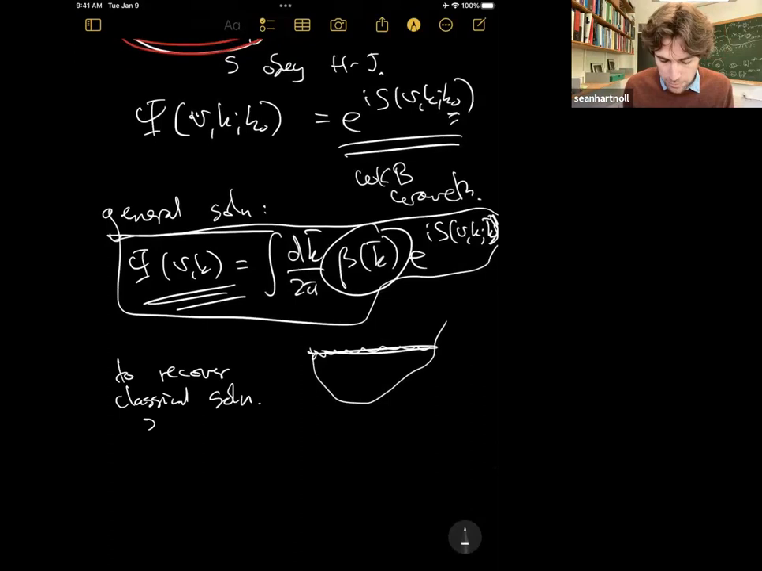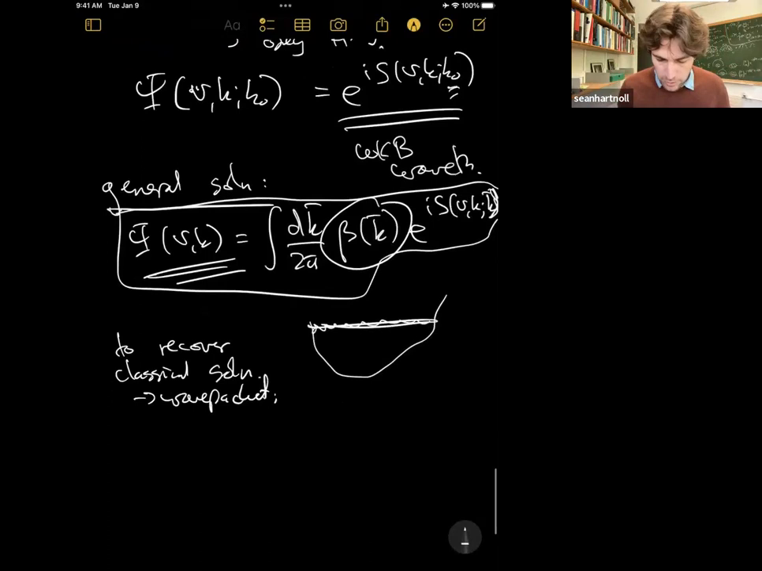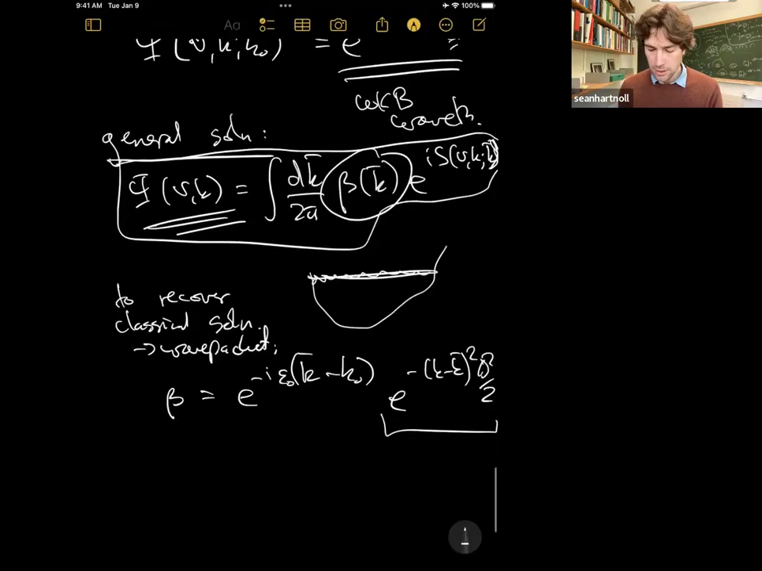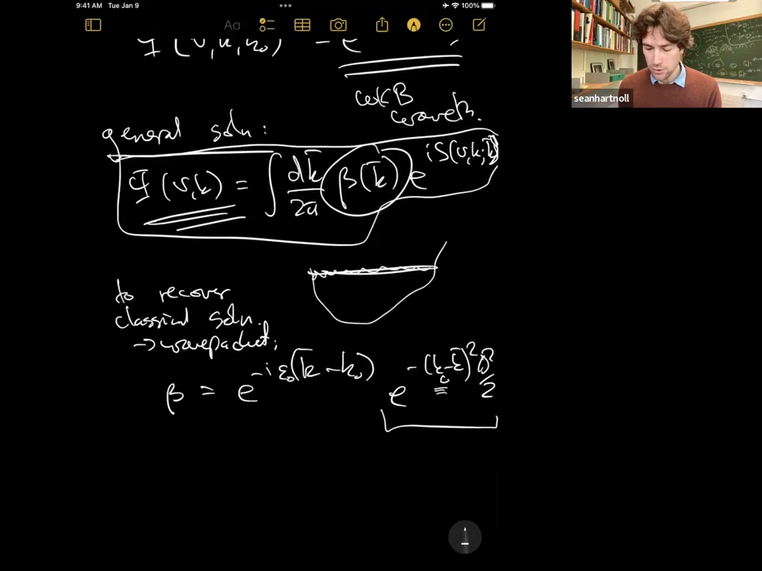So for example, I'm not going to write it down explicitly. Well, okay, yeah. Beta, for example, could be something like this. It could have a phase, it could be a Gaussian. This would be a Gaussian wave packet. This is where K0 comes in. So this is a wave packet that's peaked on k equals k0, and I have a phase. That's what a wave packet has, right? A peak and a phase.